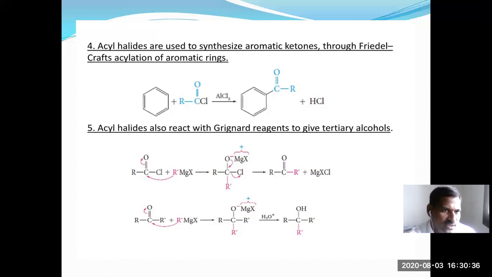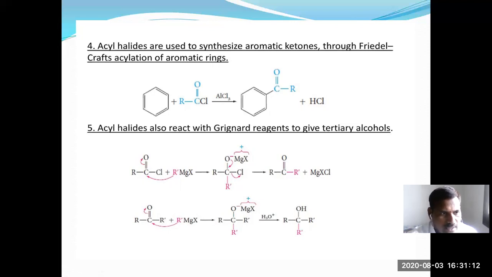The reaction is called Friedel-Crafts acylation reaction. Acylation means you substitute an acyl group on benzene. That's called Friedel-Crafts acylation. Alkylation means substituting an alkyl group on benzene, which is called the alkylation reaction. This is the electrophilic substitution reaction. Benzene is an aromatic compound, and it undergoes electrophilic substitution reaction.